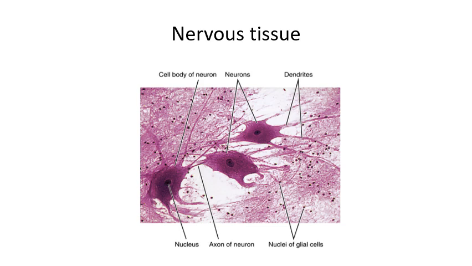Cell body, the neurons, the dendrites bringing in the information, the axons transmitting that information. And those little dark dots that you can see in the extracellular fluid around the cell body of the neurons are the glial cells. These are there to nourish the neurons.